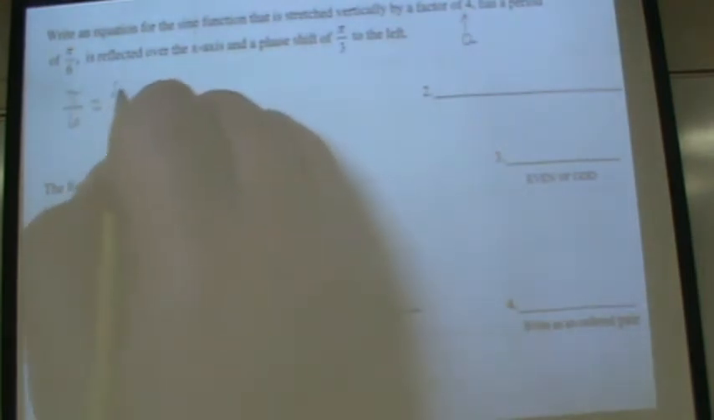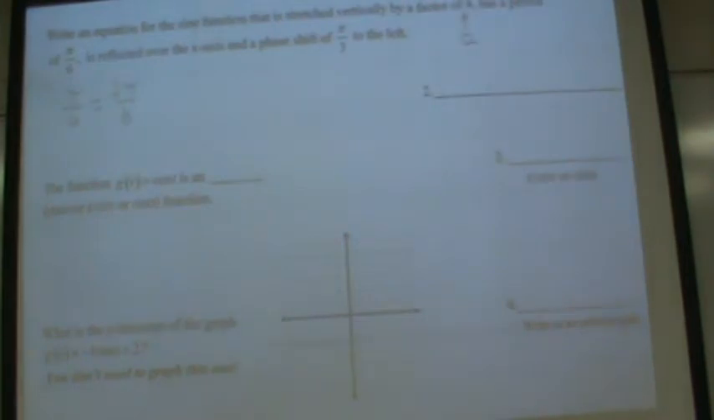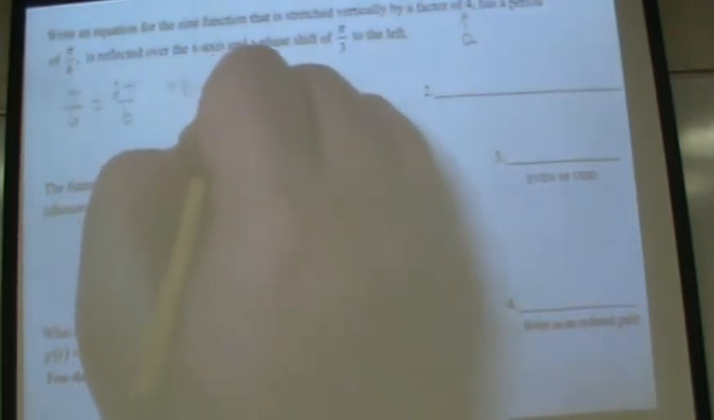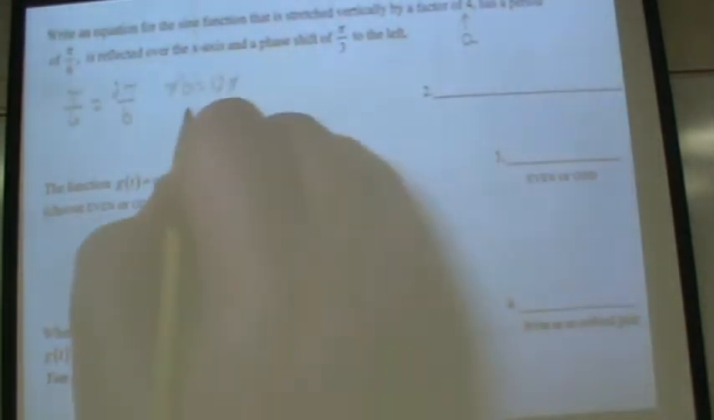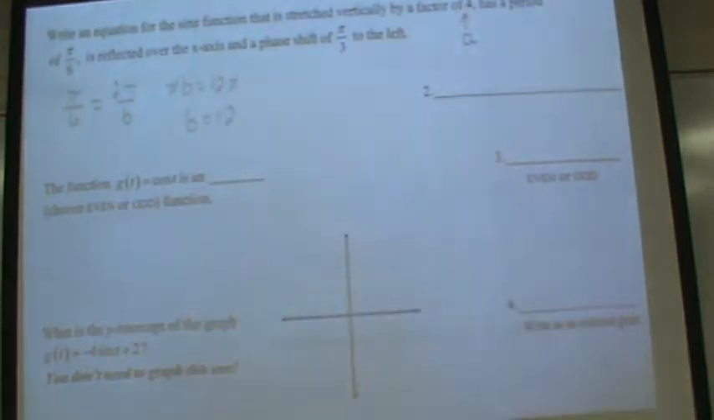So our period, we're going to set equal for the sine function to 2 pi divided by the B value. So we're going to cross multiply and solve for B. So we're going to get pi B equals 12 pi. Your pi's will cancel out, and you'll get B equals 12. So now you have your B value. We're told that it's reflected over the x-axis, so that's going to make our A value negative.